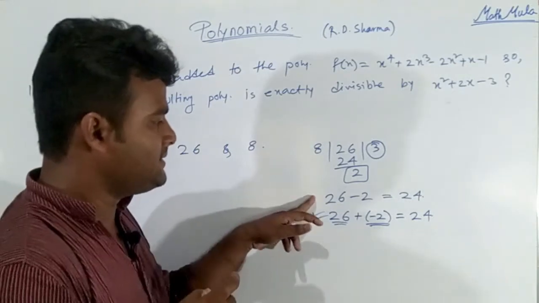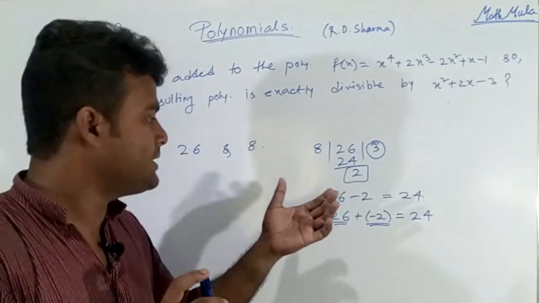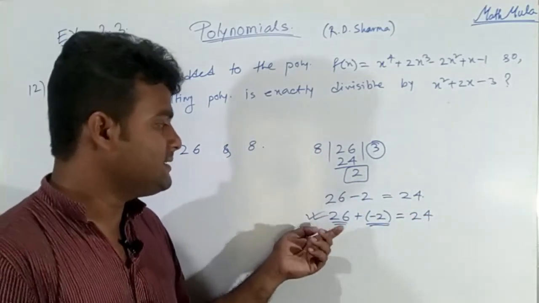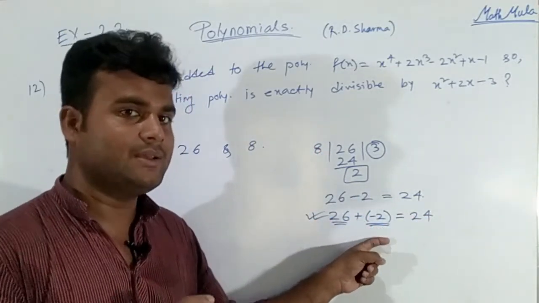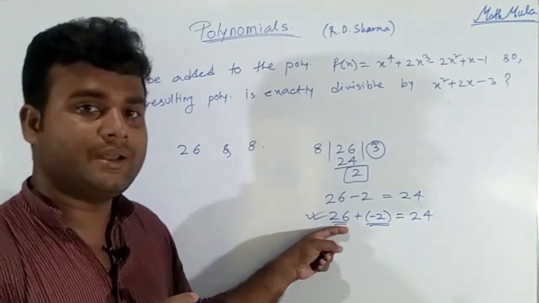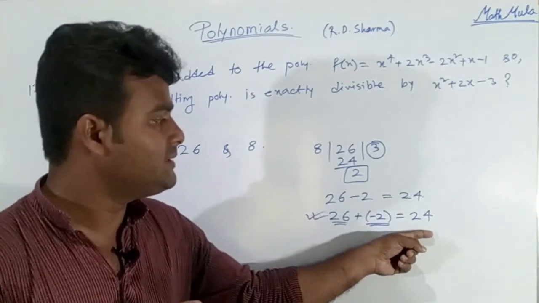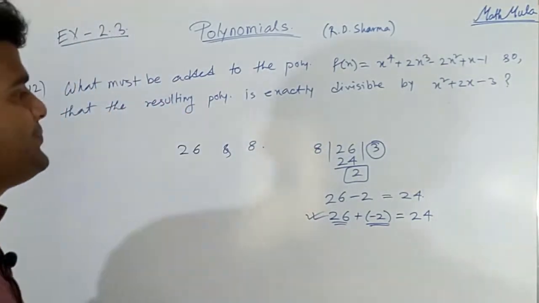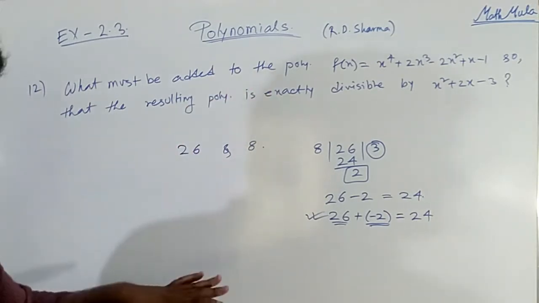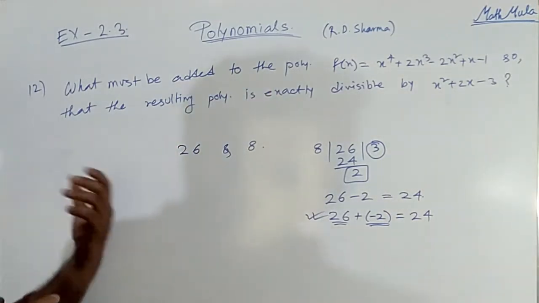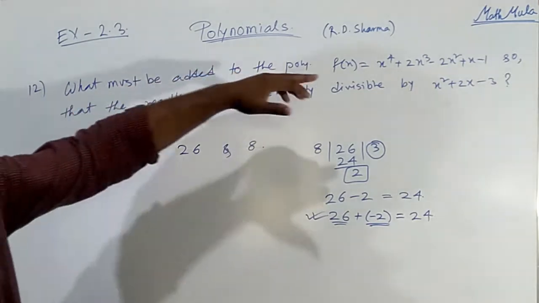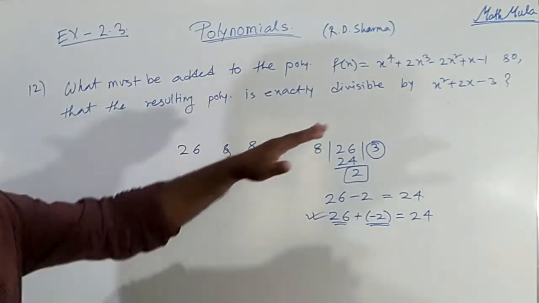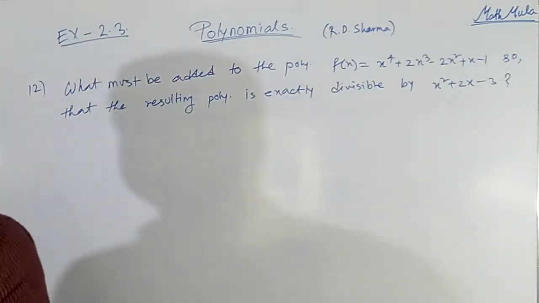In the first case, the remainder is subtracted from the dividend, then the resulting number is exactly divisible by the divisor. In the second case, the negative remainder is added to the dividend, then the resulting number will be exactly divisible by the divisor. So in this sum, we have to find out the remainder first, then the negative remainder should be added to this given polynomial, then the resulting polynomial will be exactly divisible by the given divisor. Okay, let's solve the sum.